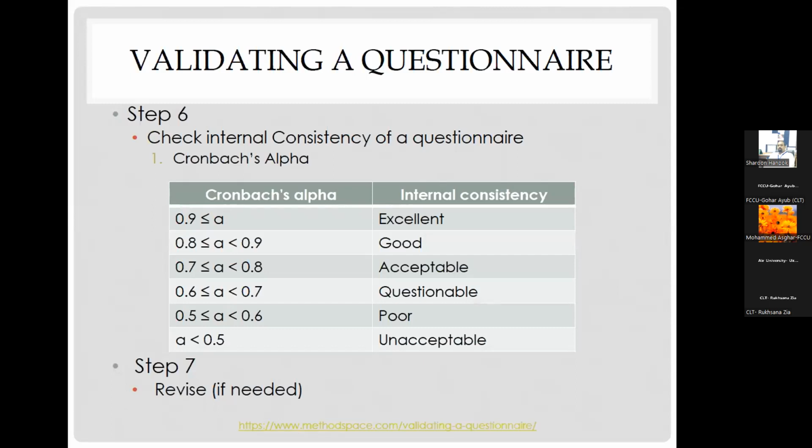That's where Cronbach's alpha is one of the very important measures. If your Cronbach's alpha value is more than 0.9, it means you have an excellent questionnaire. If it is from 0.8 to 0.9, it's a good questionnaire. From 0.7 to 0.8, it's acceptable. Otherwise, 0.6 to 0.7, questionable. But if it's below 0.7, it means you really want to revisit your questionnaire. There are flaws in your questionnaire.